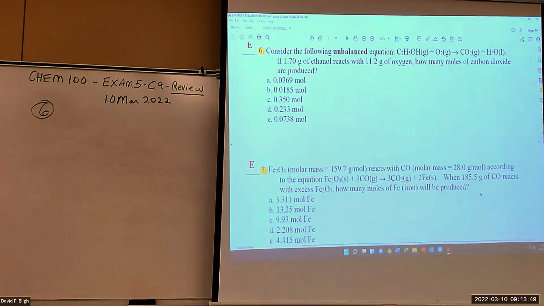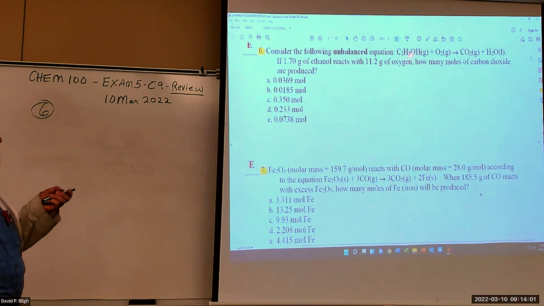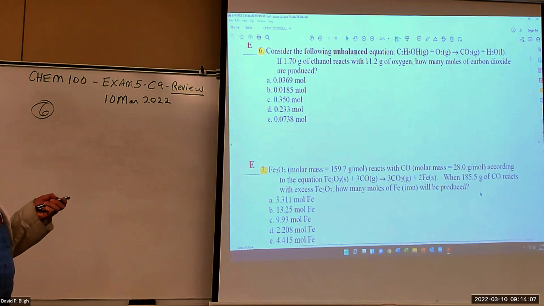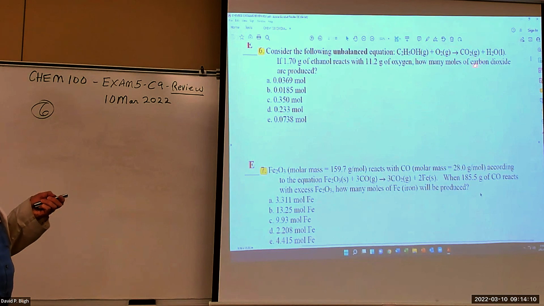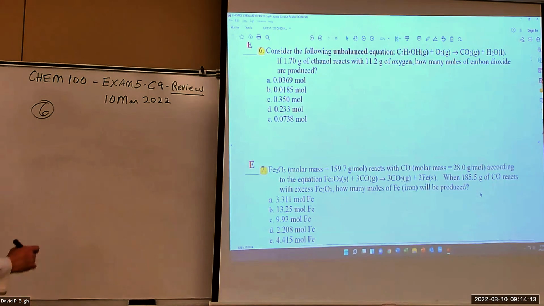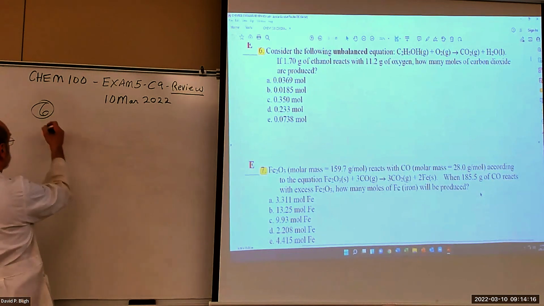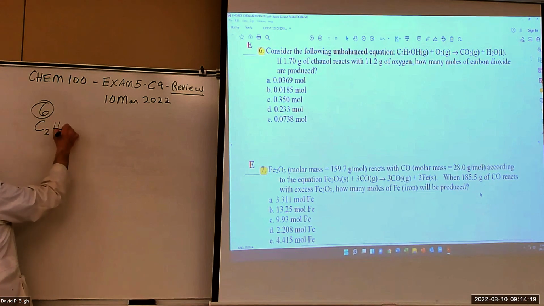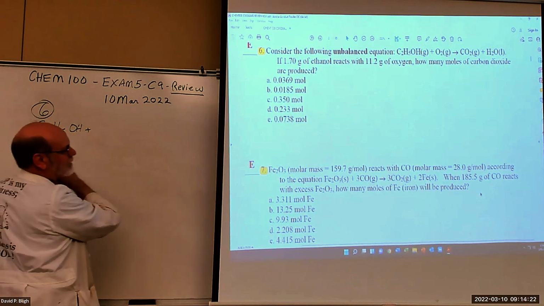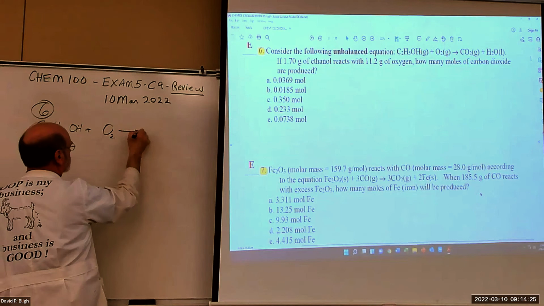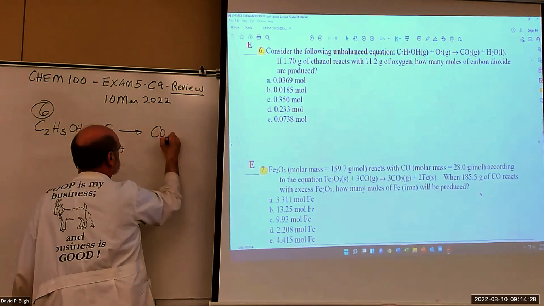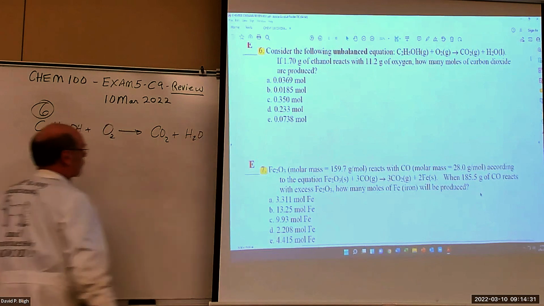All right, consider the following unbalanced equation. I put that in bold letters to call your attention to the fact that it's not balanced yet. If 1.7 grams of ethanol, which is this one, reacts with 11.2 grams of oxygen, how many moles of carbon dioxide are produced? So first thing we need to do is balance the equation. We're going to burn ethanol. It gives us CO2 and water.